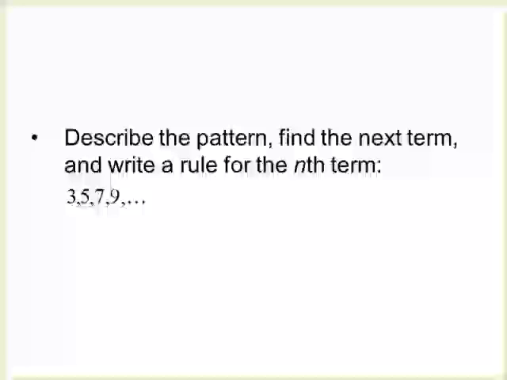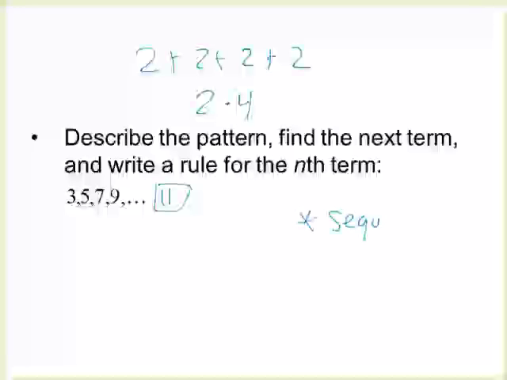All right, so on this one, we're adding 2 each time, so what comes next? 11. Okay, when we are adding the same thing over and over and over, so like 2 plus 2 plus 2 plus 2, what's a faster way of writing that? 2 times 4, the number of times it showed up, right? So when your sequence is adding or subtracting, because subtracting is really just adding a negative, your rule is multiplication.